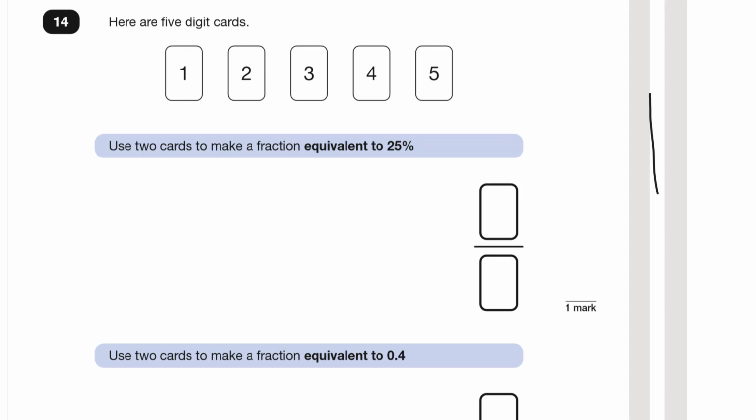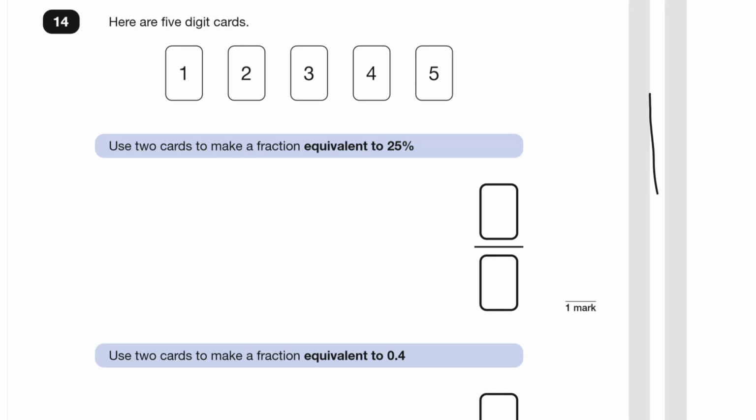Question 14. Here are 5 digit cards, and we've got the numbers 1, 2, 3, 4, 5. Use 2 cards to make a fraction equivalent to 25%. Okay, so this bit, equivalent to 25%, is something you actually need to know. From year 4 or year 5, you need to know a fraction that is the same as 25%. 25% is simply a quarter.